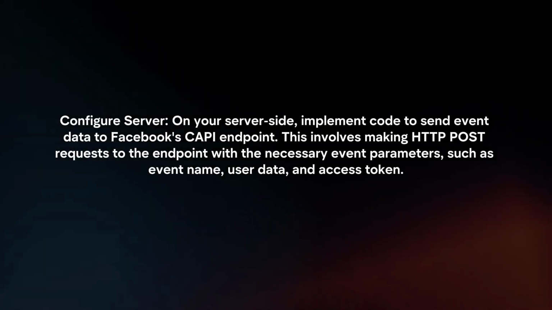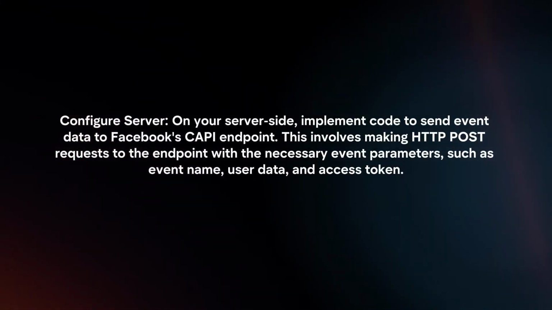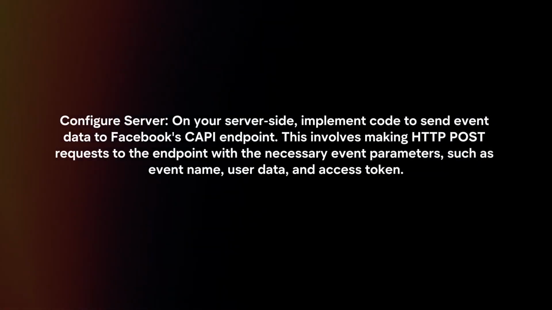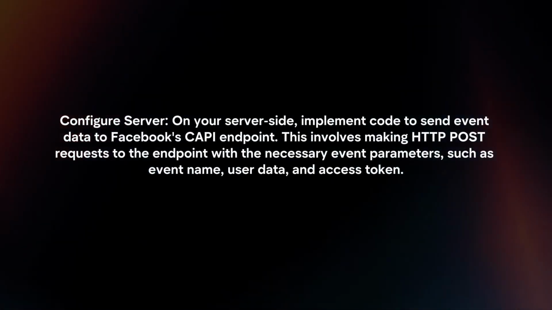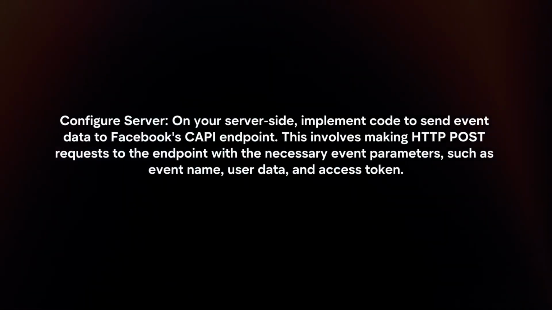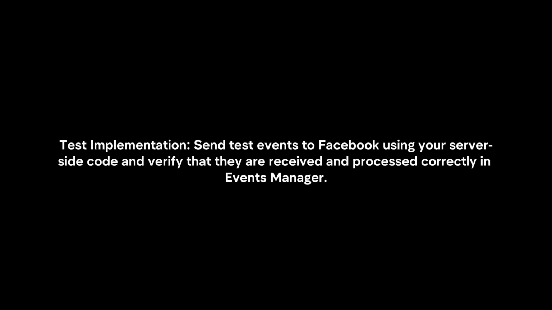Configure server. On your server side, implement code to send event data to Facebook's Conversion API endpoint. This involves making HTTP POST requests to the endpoint with the necessary event parameters, such as event name, user data, and access token.